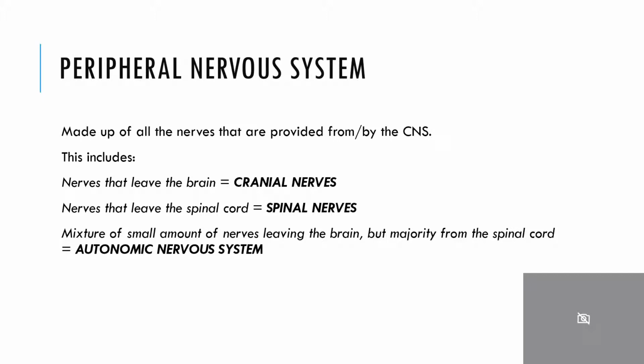The peripheral nervous system, made up of all the nerves that are provided from or by the central nervous system. It includes nerves that leave the brain, which are called cranial nerves, and nerves that leave the spinal cord. These are spinal nerves. There's a mixture of a small amount of nerves leaving the brain, but the majority are from the spinal cord, and we term this the autonomic nervous system.